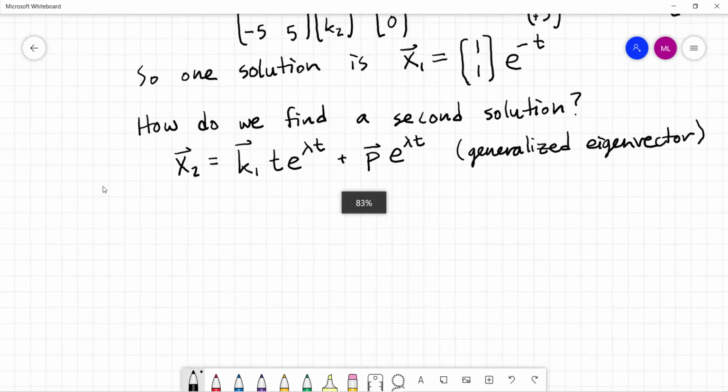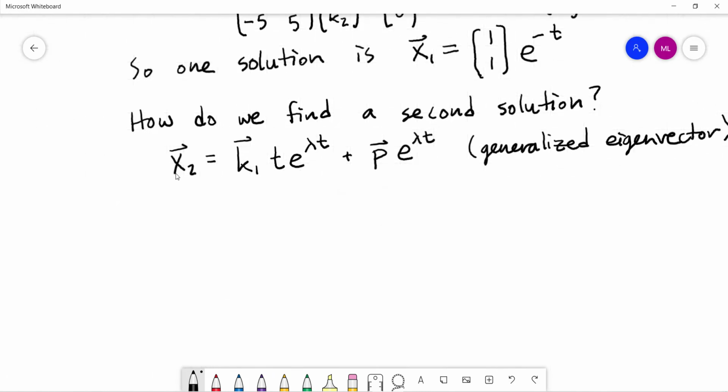So if this is what x is, what would x prime be? So x2 prime. And we'll just plug this back into the original differential equation. We'll still have our k1, that's just a constant, but now I have the derivative of this, and we've got to do product rule here. So it's going to be that term times first times the derivative of the second. So I would get an extra factor of lambda, so it'd be lambda t e to the lambda t.